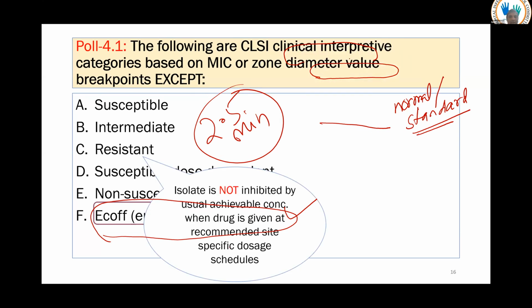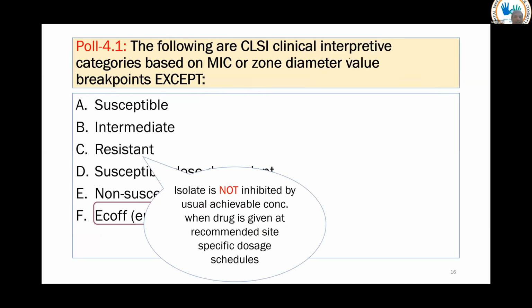Opposite of that is resistant. That is, the isolate is usually not inhibited by the concentration achieved when the drug is given at a specific dose. When you give the standard dose, if you do not achieve the concentration that is going to kill the organism, it is called resistant.